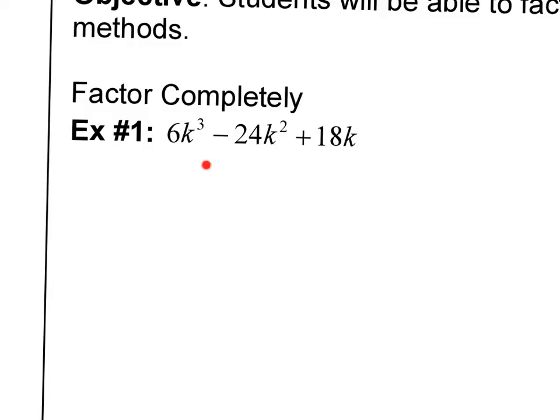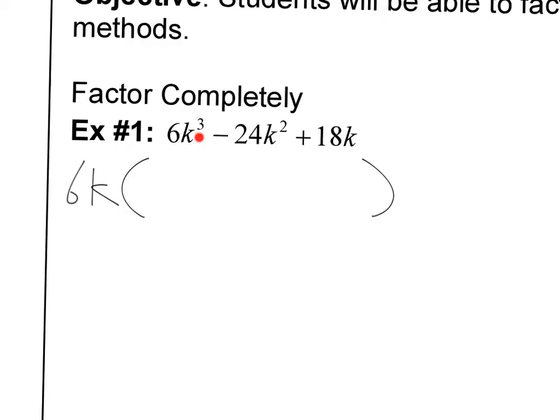The first thing I'm going to do is see if there's any number I can take out of every single term. And there is, because 6 goes into all of these. So I'm going to write 6 over here. Next, is there a variable that I could take out of every single term? And yeah, I see there's at least a k to the first power in each one, so I can write that here. Now, I can write what's left.